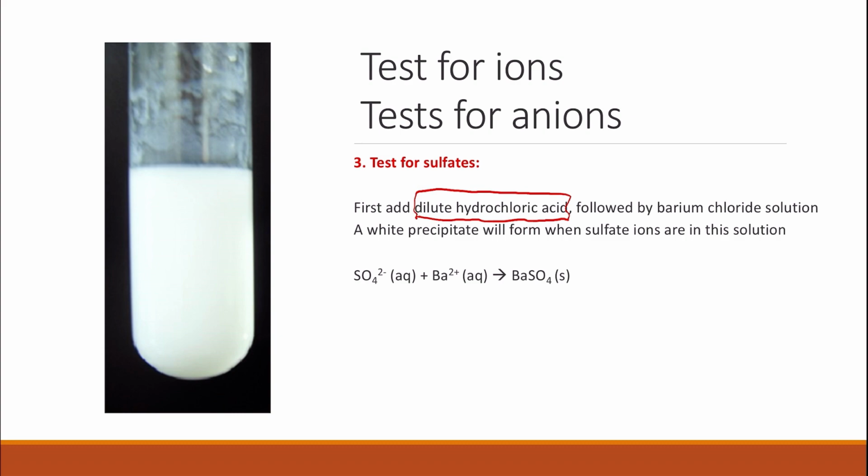So if you have any carbonate and you added barium chloride straight away without adding hydrochloric acid first, you will get white precipitate of barium carbonate. So you need to add dilute hydrochloric acid that will react with the carbonate and get rid of the carbonate before you can actually test for the sulfate.